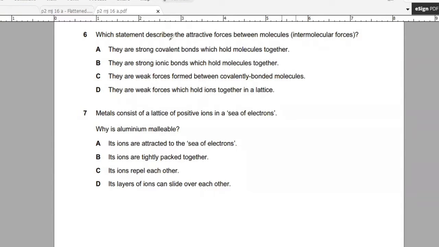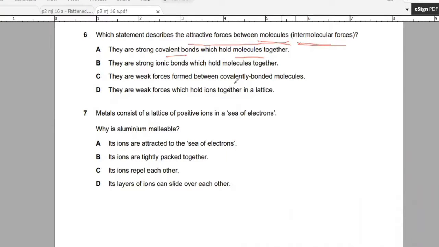Which statement describes the attractive forces between the molecules? That is actually intermolecular forces. So here you look at it: there are strong covalent bonds which hold the molecule together. They're talking about attractive forces between molecules, intermolecular force.